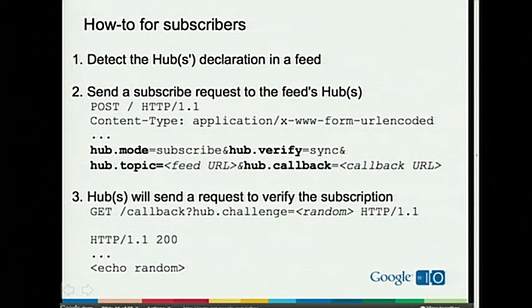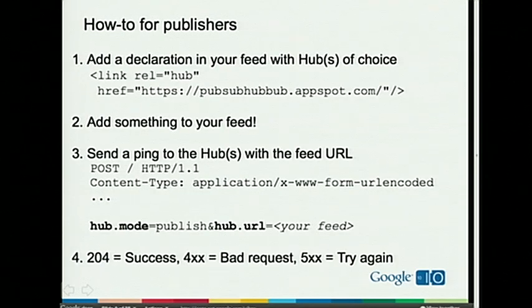OK, so subscribers. Let's say you want to get the updates. You know there's a whole bunch of feeds out there, and you want to be able to get the data. So somehow you detect that there's a hub declaration in the feed. If I go back, you see I added this link, rel equals hub, href equals the hub address. I put that in my Atom or RSS document at the top level, the feed level or channel level element, and that declares where the hubs are located.